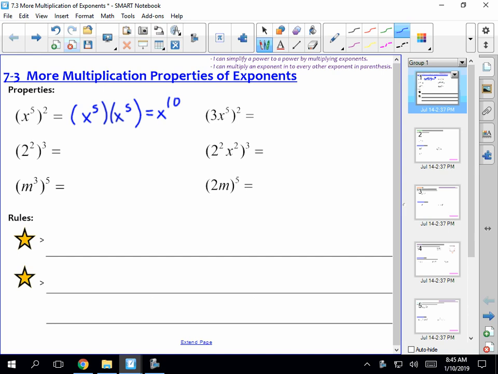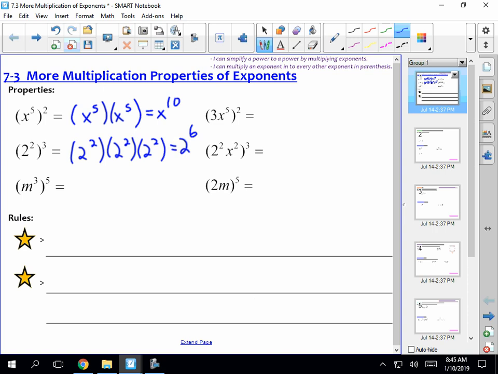2 squared to the third would mean 3 copies of 2 squared. It'd be like this: 2 squared, 2 squared, 2 squared. And so using the fact that if the bases are the same, even if there's 3 of them here, you just add the powers. 2 plus 2 plus 2 is 6. So this would be 2 to the 6th.